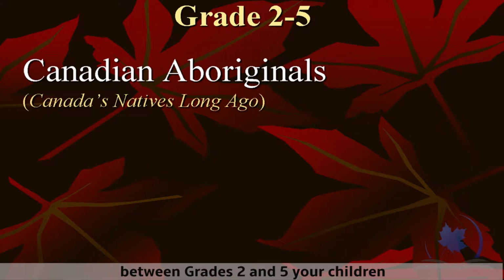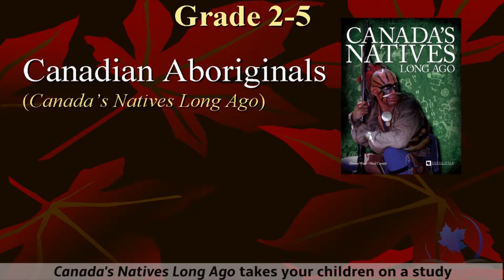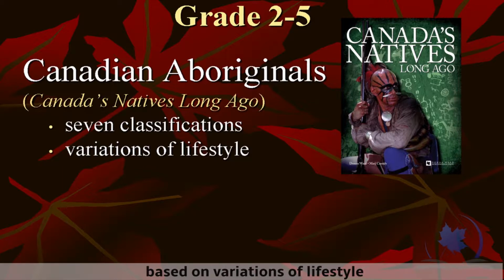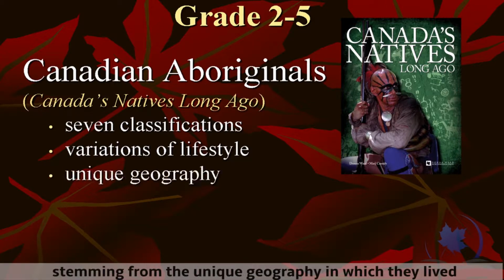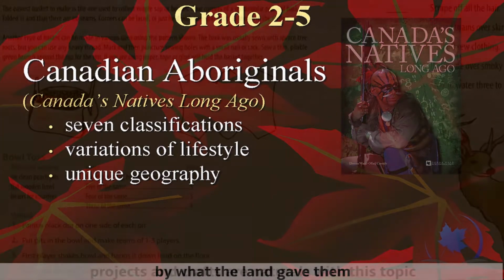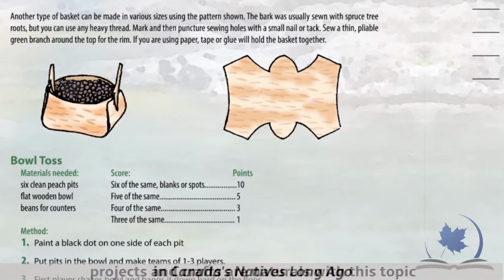Between grades 2 and 5, your children should learn about Canada's Aboriginal people. Canada's Natives Long Ago takes your children on a study with the 7 cultural classifications of groups based on variations in lifestyle stemming from the unique geography in which they lived. Children learn both history and geography as they study how first peoples survived by what the land gave them. Projects and crafts are naturals with this topic.